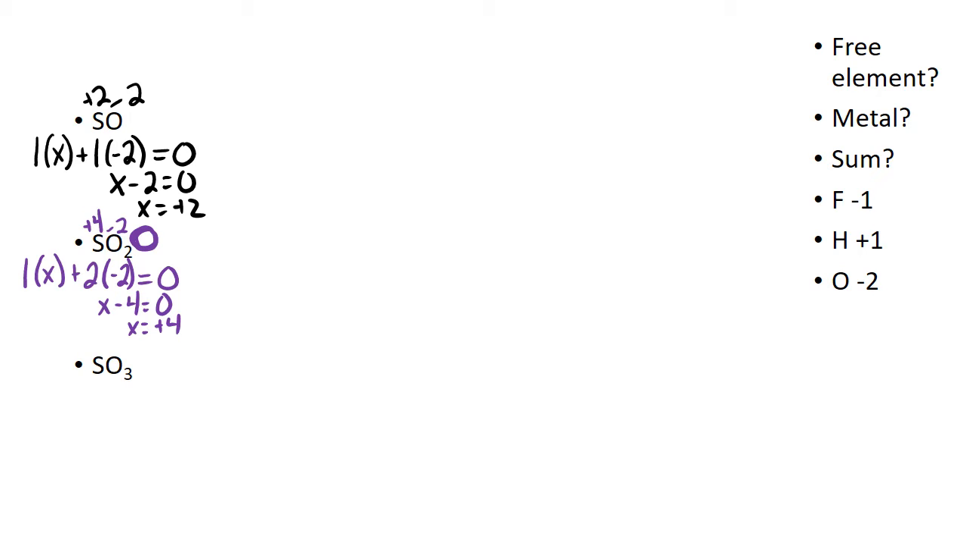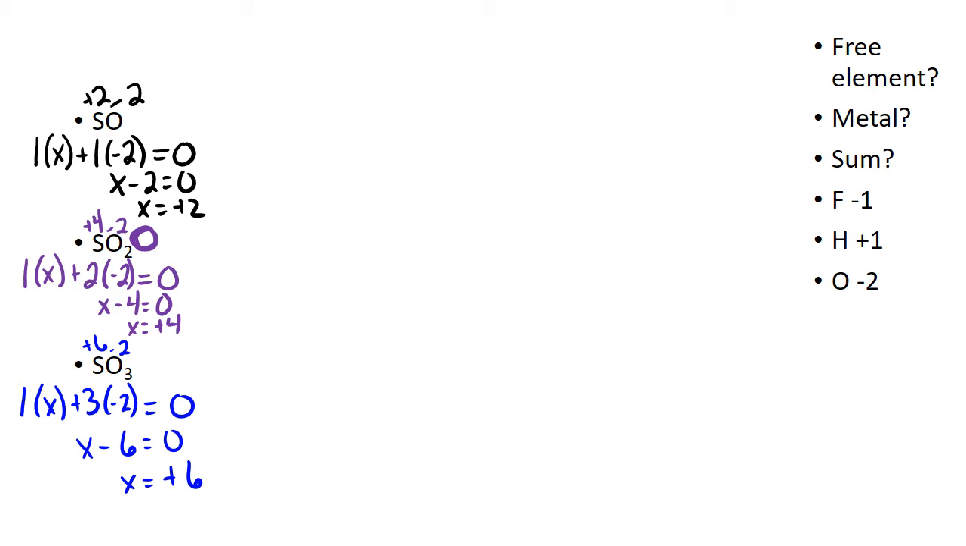All right, one last one on this slide. Sulfur trioxide. Free element? No. Metal? No. Sum? It's going to equal 0. Let me change colors again. Oxygen still likes to be a -2. Let's solve for sulfur. 1 times X plus 3 times -2 equals 0. X minus 6 equals 0. X equals a +6.